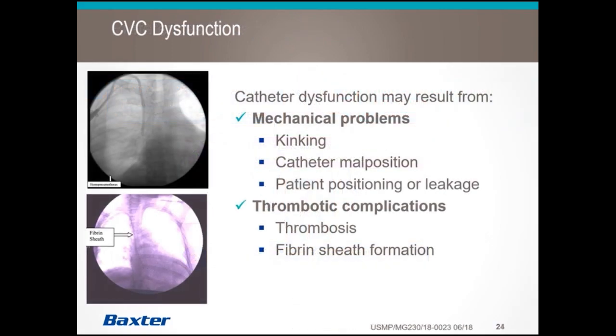Just like any other central line that you work with in an ICU environment, the hemodialysis catheter, or VAS cath, can present complications. Some of these may be mechanical, such as kinking, malposition, patient positioning or leakage, or thrombotic complications such as thrombosis, fibrin sheath, or clot formation. In general, the care of a central line is the same regardless of whether it's a VAS cath or a central line, especially when it comes to dressing changes.